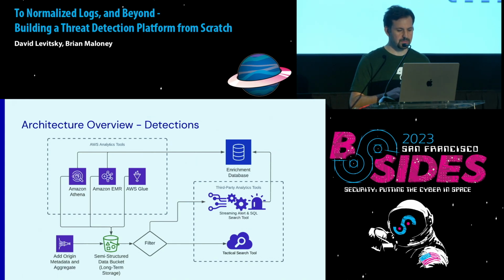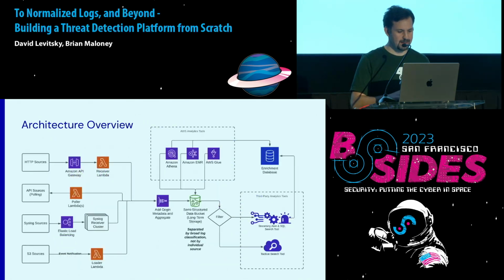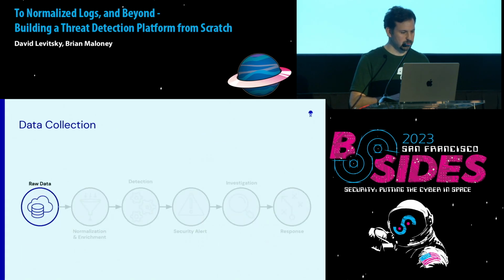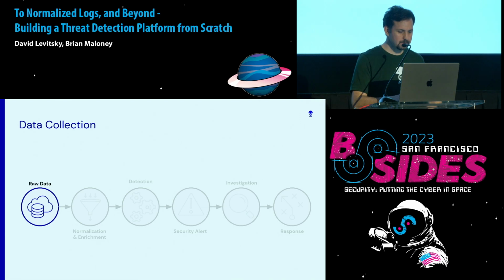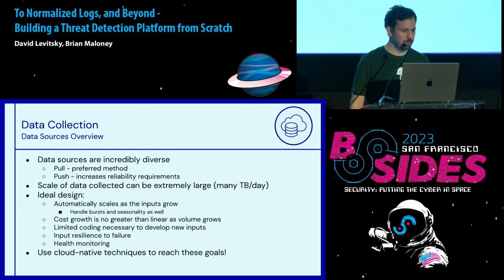So putting these two sides together, this is what the entire thing looks like. And it's a little big, it's a little complex, but it's all managed by infrastructure as code, doesn't require very much care and feeding at all. So now we'll get into kind of deep dives on the different parts of this architecture. So to begin with, we're going to start with the data collection, which is on the left-hand side of that diagram that we were just looking at. So this takes the raw data and brings it into our platform.